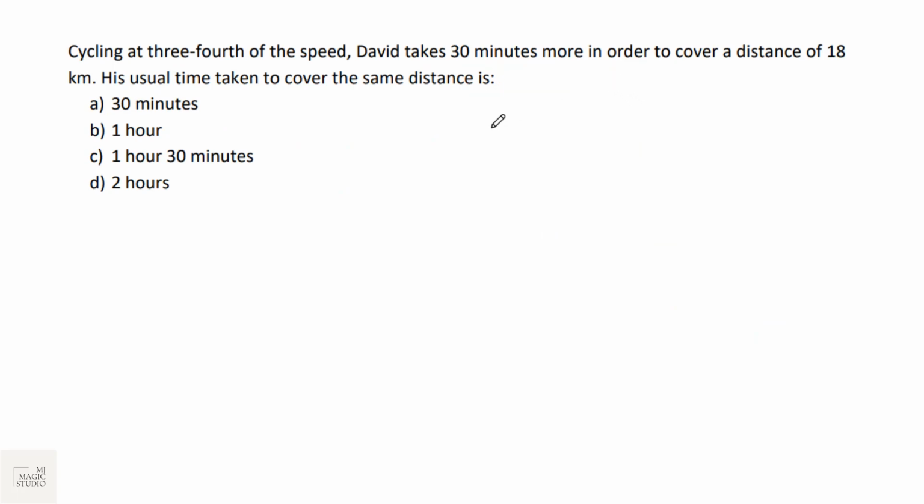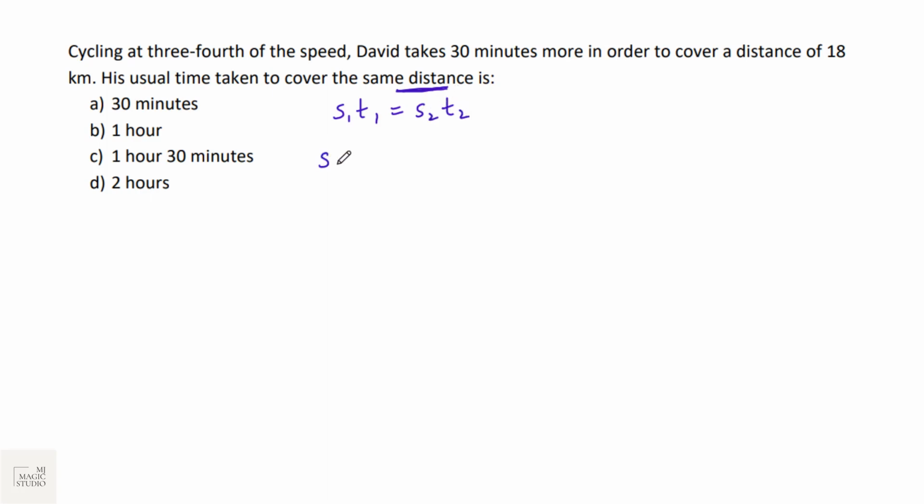Okay, cycling at 3/4 of the speed, David takes 30 minutes more in order to cover a distance of 18 kilometers. His usual time taken to cover the same distance is? Here the distance covered is same, so we can use S1 T1 equals S2 T2.